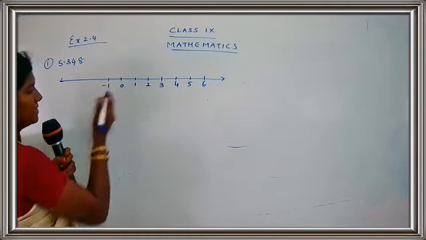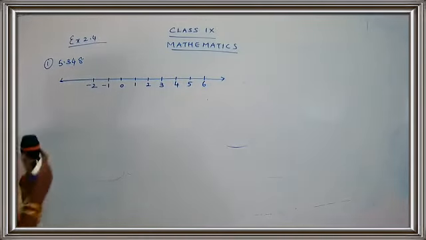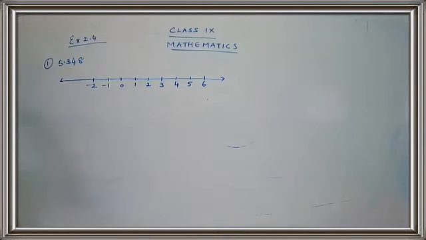And put -1, -2. I'm just taking 2 numbers, enough. So I have drawn the first number line. Write on the numbers. You know that 5.348 is somewhere between 5 and 6. I don't know the exact position. We are going to find out the exact position of this, okay?